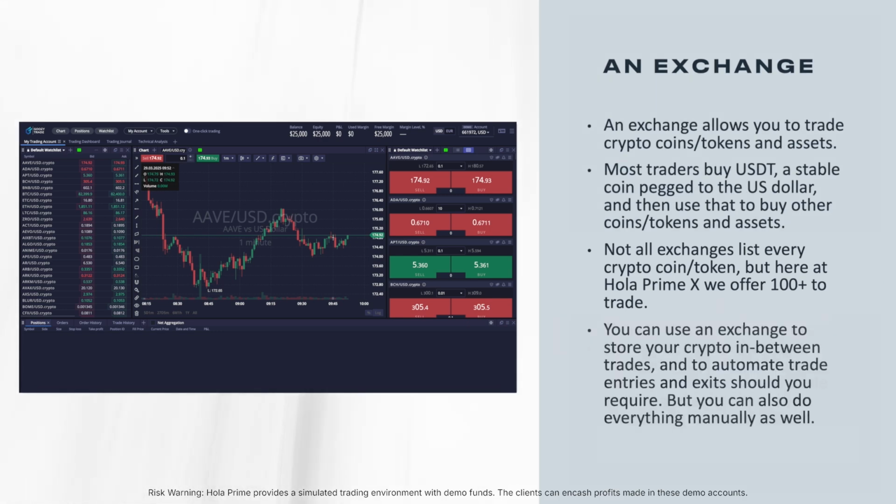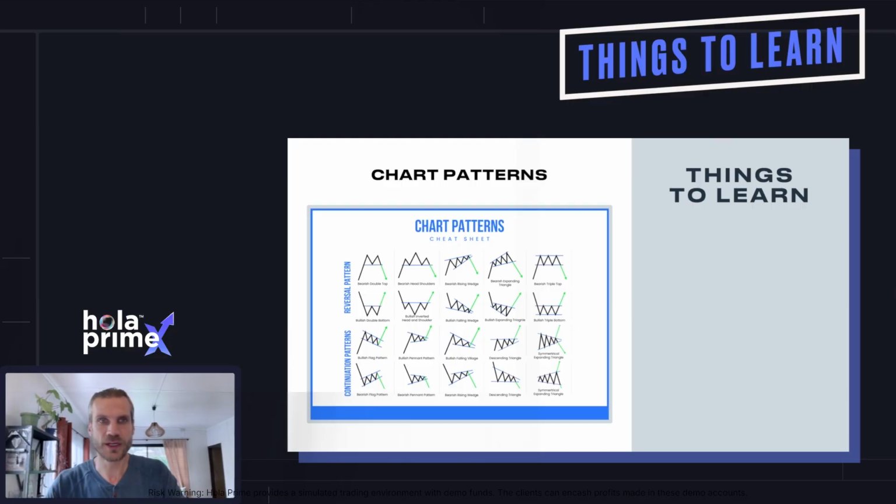You can also use an exchange to store your crypto in between trades and to automate trade entries and exits should you require, but you can also do everything manually as well. Moving on now to things you need to learn to be a successful crypto trader.